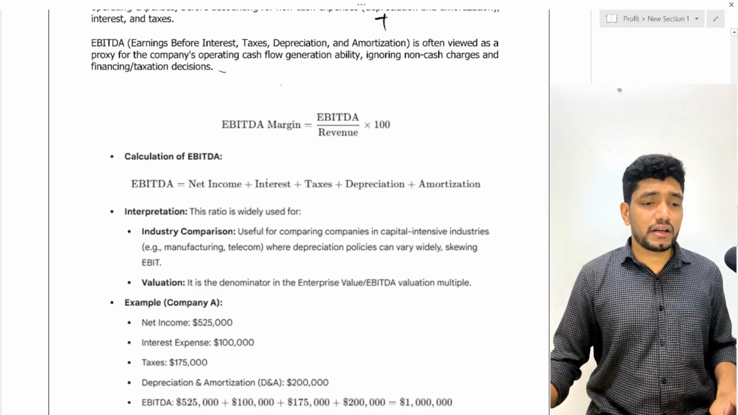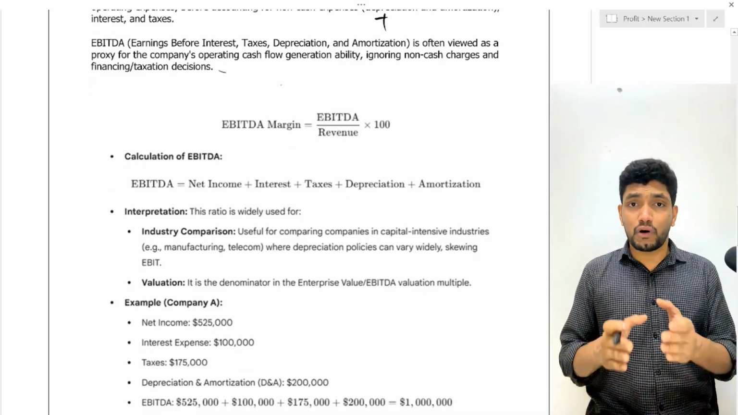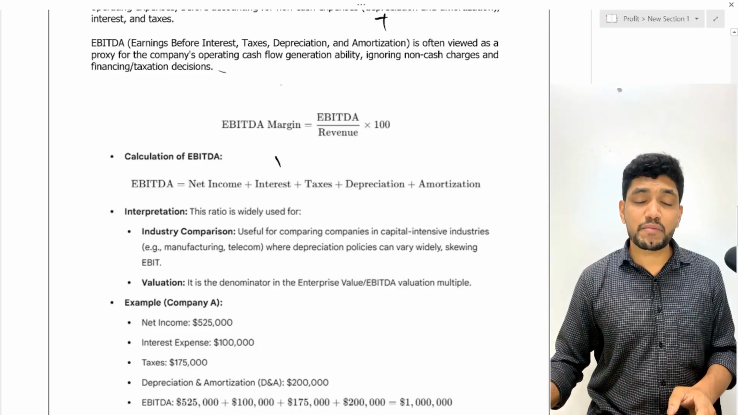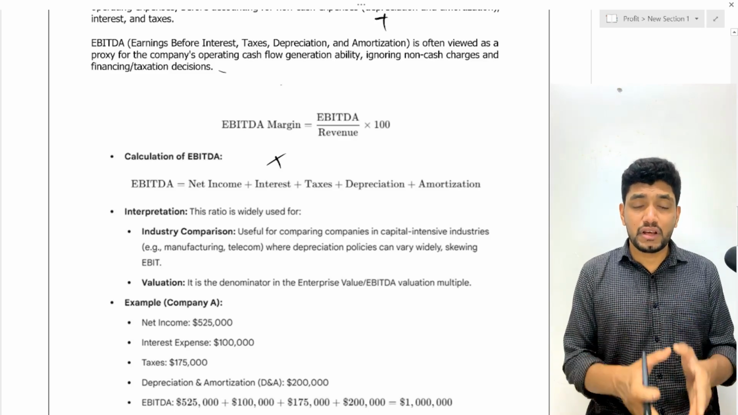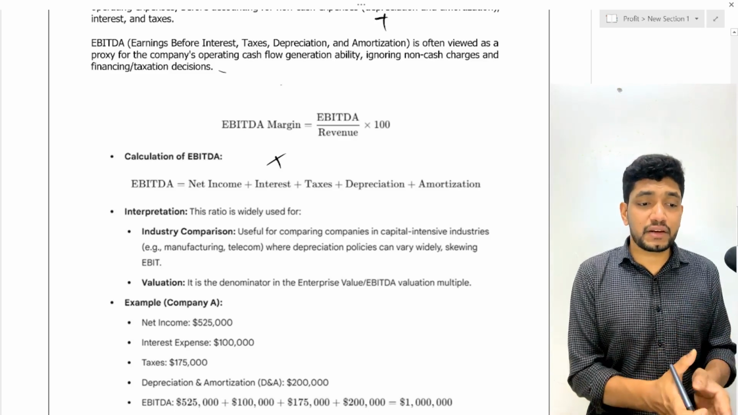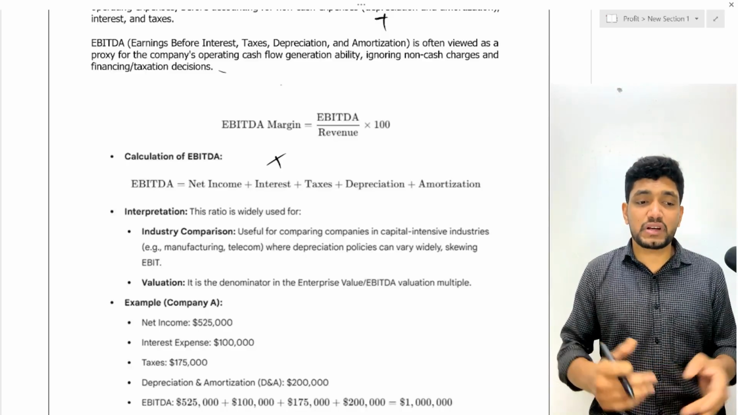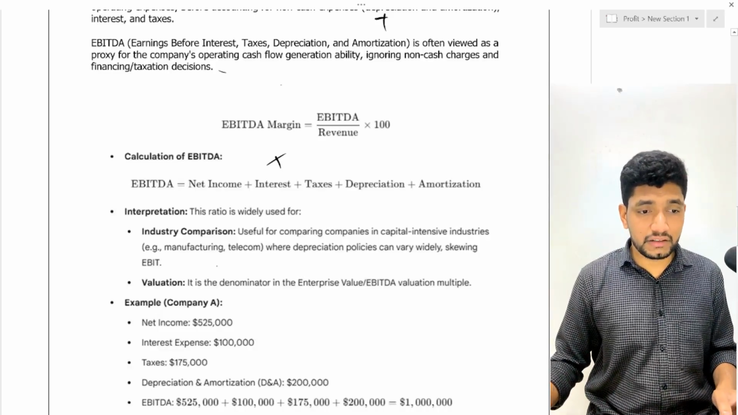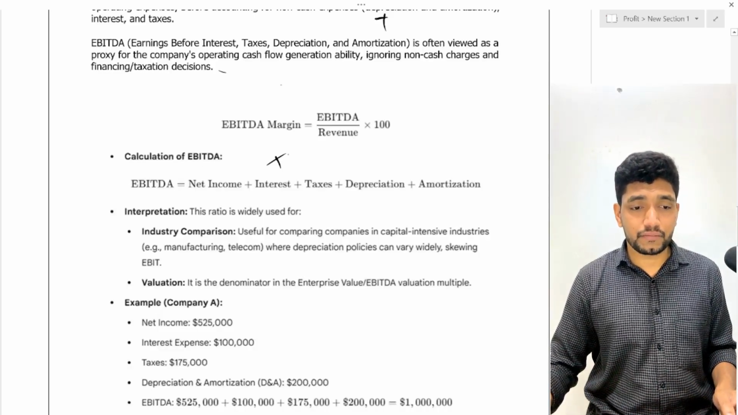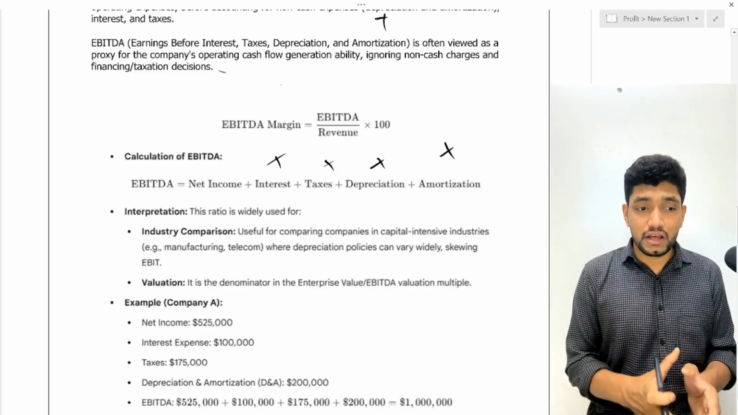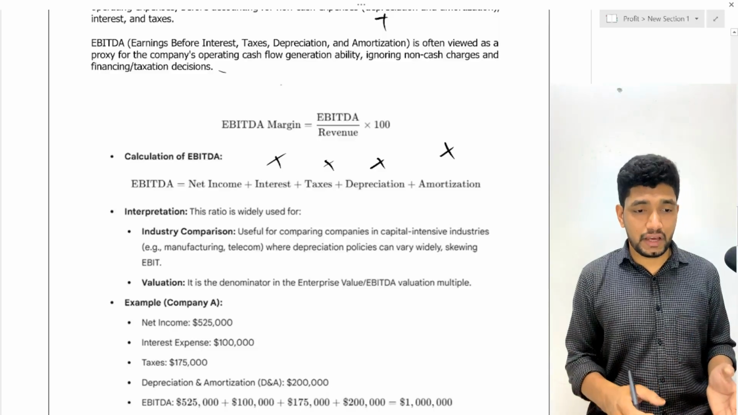The EBITDA formula starts from net income. If you have already calculated net income, you have to add back the interest expenses. Why? Because we already deducted all of these from EBITDA to calculate the net income. So to reverse to EBITDA, we have to add back the interest expenses, taxes, depreciation and amortization to the net income.